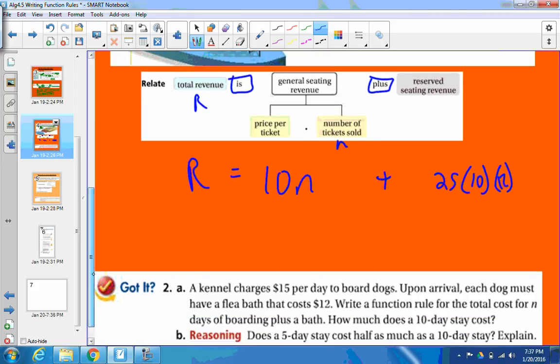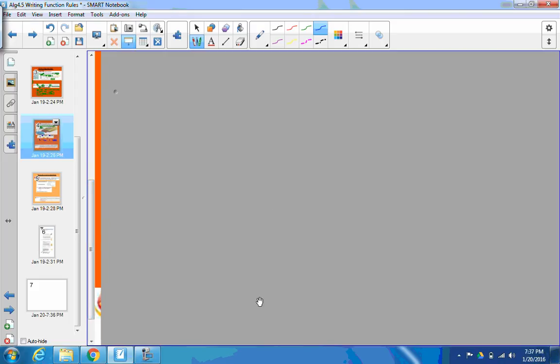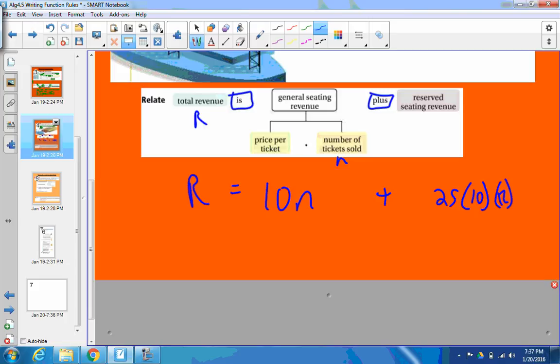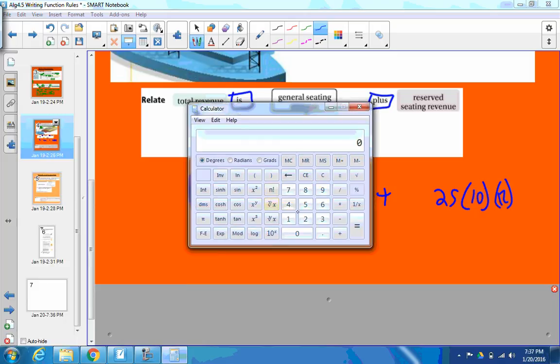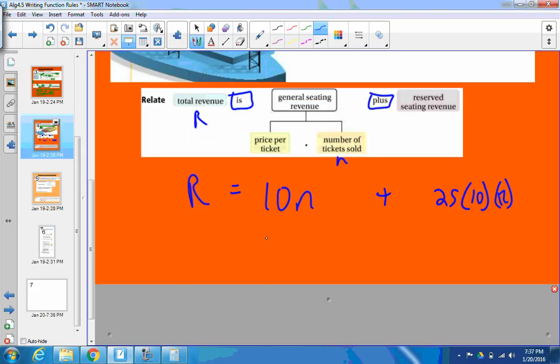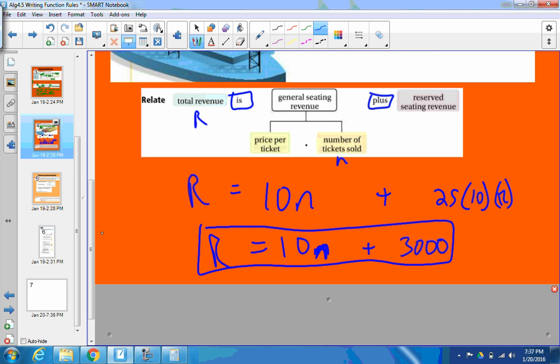I'm going to take my handy dandy calculator here. Hold on one second. Do 25 times 10 times 12. So that's where we get 3,000 right here. Already sold. We already made $3,000 from the reserve seating, plus $10 for every ticket we sell. That would make up our revenue. All right.